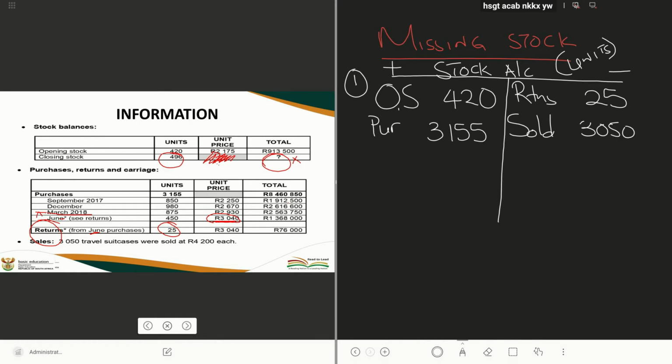And after we sold, did we have any units left? Yes, closing stock. How many units was our closing stock? Remember, we dealt with it already. It was 496 units. Now, once you have done this, you now need to have your calculator. You now look at which side has the highest amount. You know how to do a ledger account. So you are now saying it is your 420 plus your 3,155.